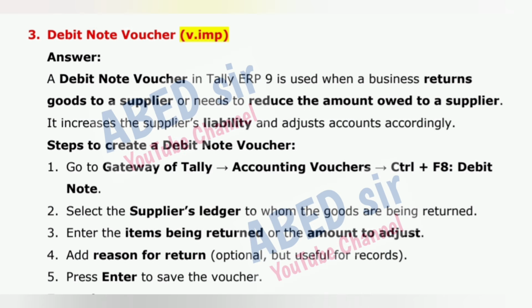1. Go to Gateway of Tally, Accounting Vouchers, Control plus F8, Debit Note. 2. Select the supplier's ledger to whom the goods are being returned. 3. Enter the items being returned or the amount to adjust. 4. Add reason for return, optional but useful for records. 5. Press Enter to save the voucher.